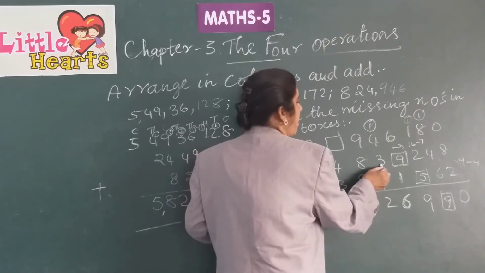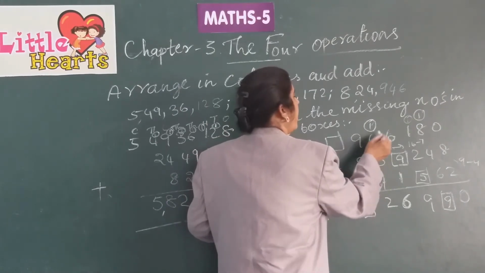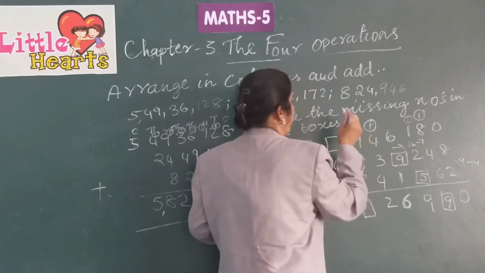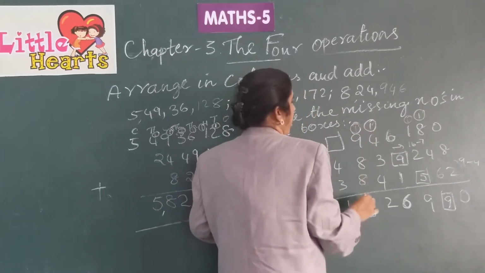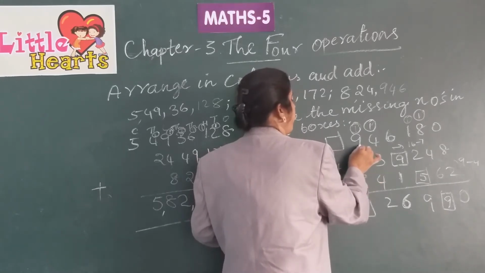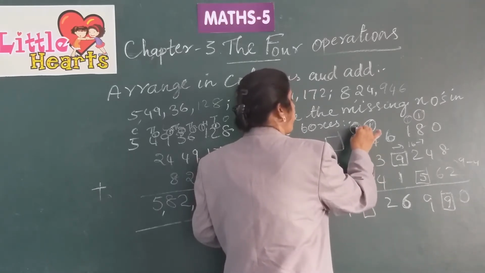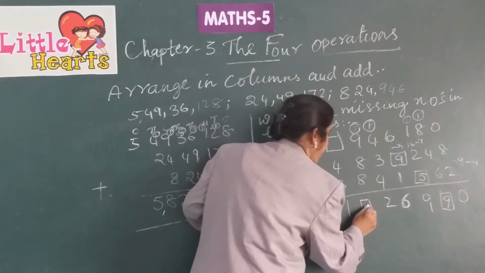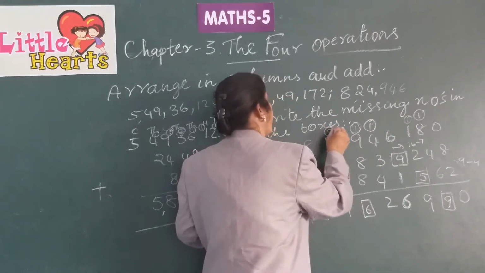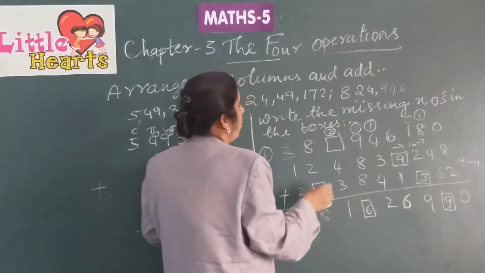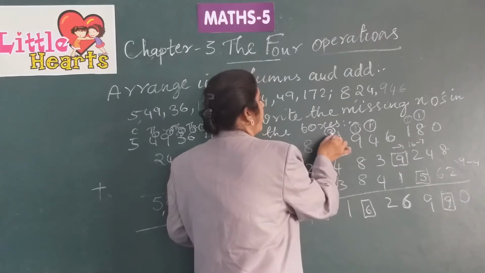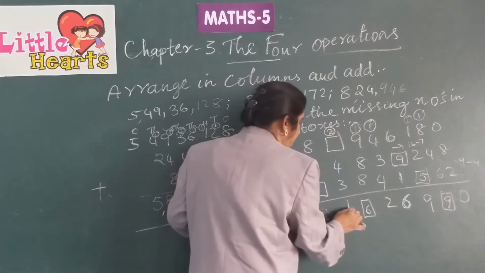4 plus 3, 7. 7 plus 4, 11. 11 plus 1, 12. Our answer is right here. So carry 1 here. 8 plus 8, 16. 16 plus 9, 25. 25 plus 1, 26. 6 in this blank and carry over 2 here. Here, 4 plus 3, 7. 7 plus 2, 9. So here it is 1.